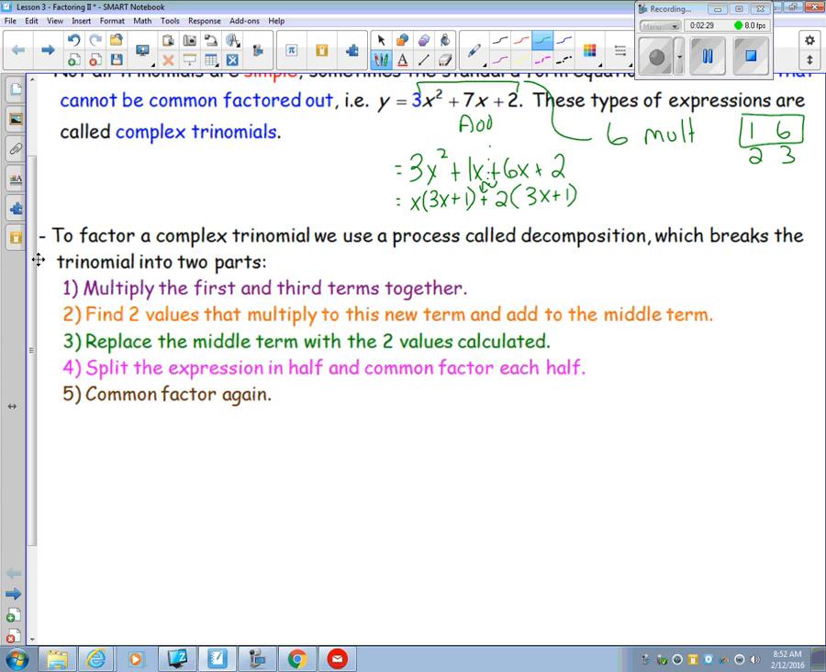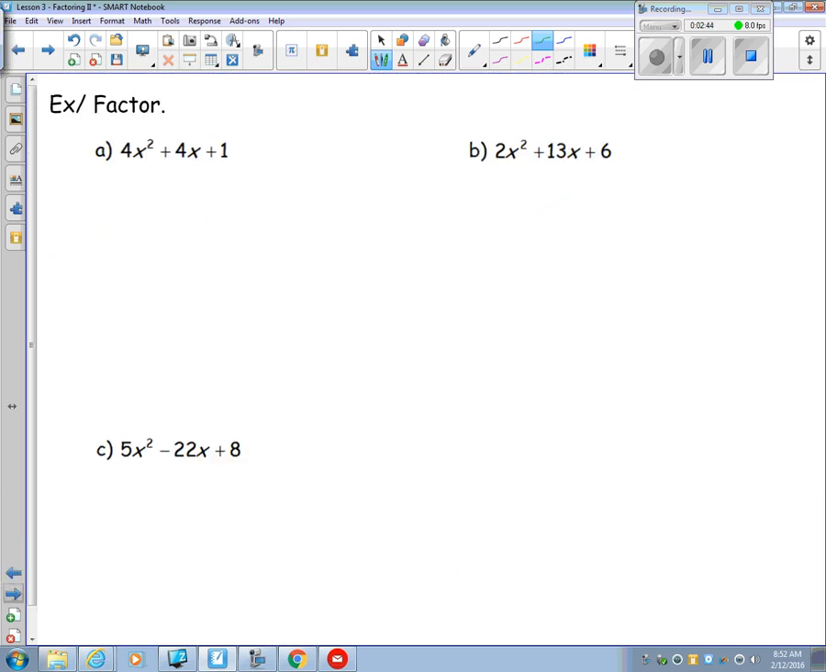So the last step, step 5, we common factor again. I have a 3x plus 1, the entire expression that's common, and an x plus 2. And there's my factoring for a decomposition, a complex trinomial. Okay, we're going to try a couple. We'll go through the steps again and get a chance to practice these. See what you can do. Work ahead. If you get the hang of it, skip some, go to the next idea.